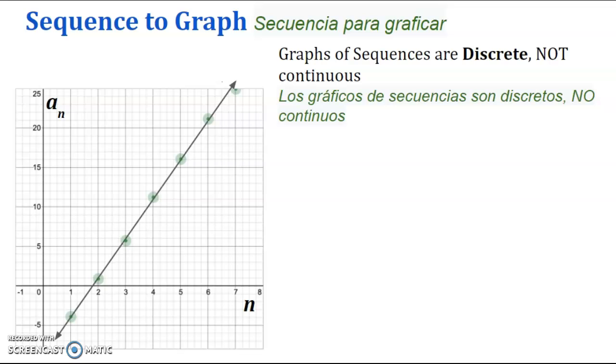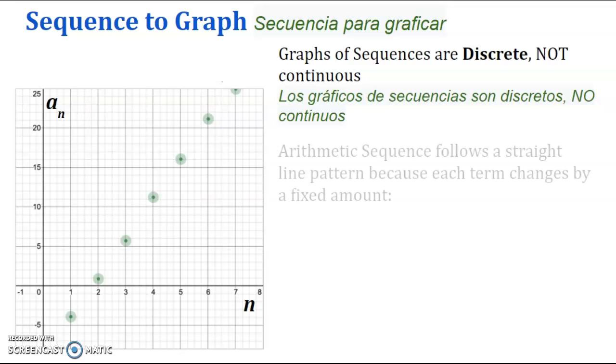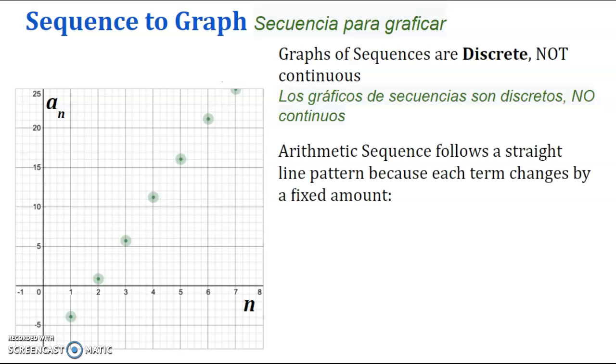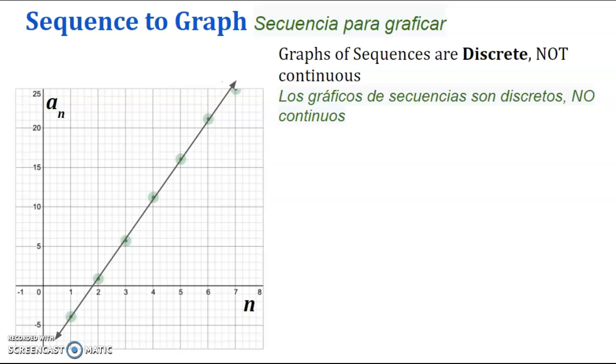A straight line connected would be continuous, but this is not continuous or connected. An arithmetic sequence follows a straight line pattern because each term changes by a fixed amount. It's as if you can draw a straight line joining the dots, just like we did before. If I was to join those dots, it's going to form a straight line.